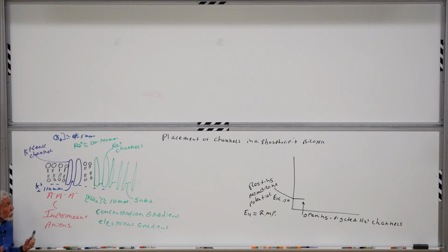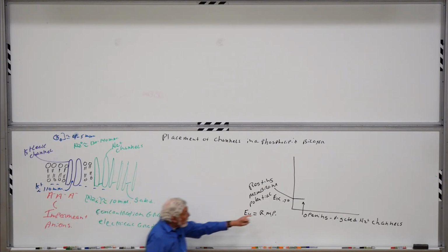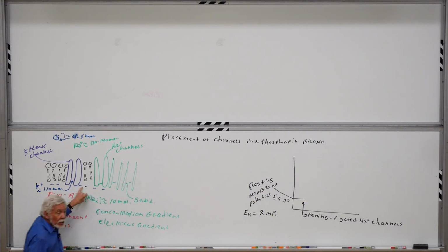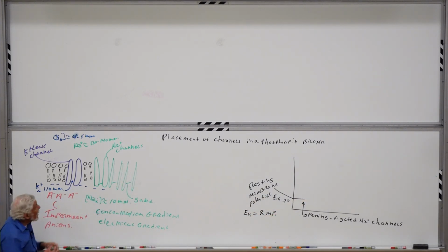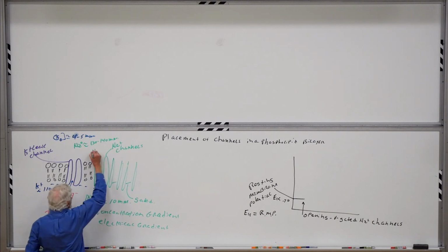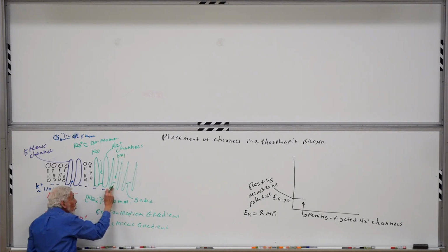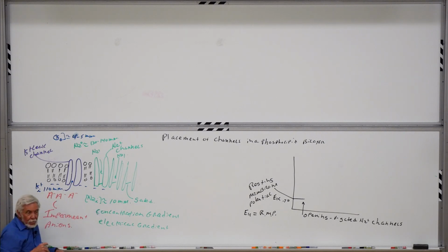Under these normal circumstances at rest, where the resting membrane potential is down around minus 70 millivolts, all of these gates are closed. What that means then is sodium is trying to come in, but it can't get through because that channel's closed.